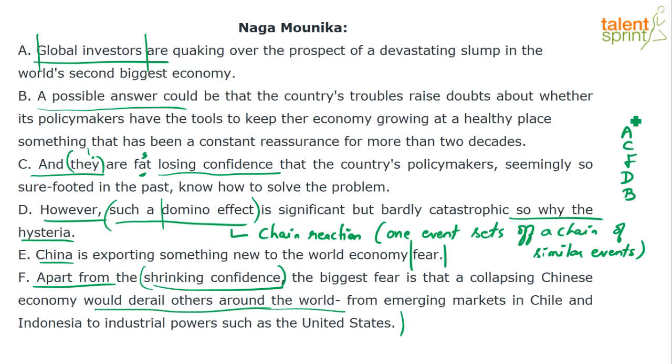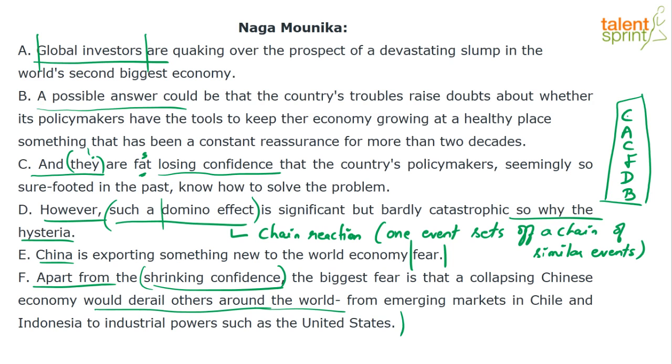So that's our topic sentence, where the entire thing is talking about if China gets affected, it's going to affect the rest of the countries around it as well. That's the domino effect which is explained in F. So if you look at this question, though it seems very complicated and long, there are very, very clear logical connects between the sentences.